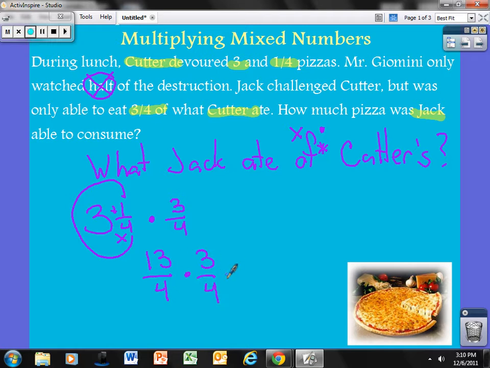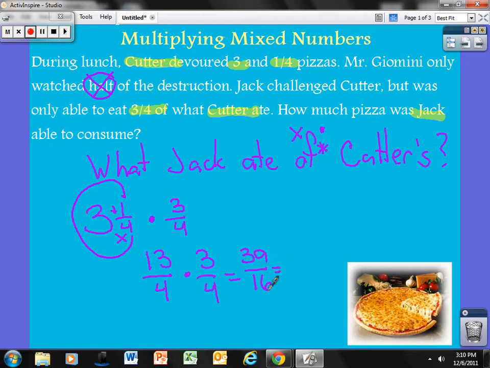So now I just multiply. 13 times 3 is 39. 4 times 4 is 16. Now I don't like leaving it like that because I don't quite get an idea of how much Jack ate. So I'm going to change this into a mixed number. Right now it's improper. I'm going to change this to a mixed number.